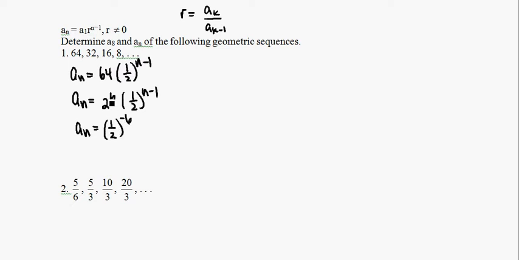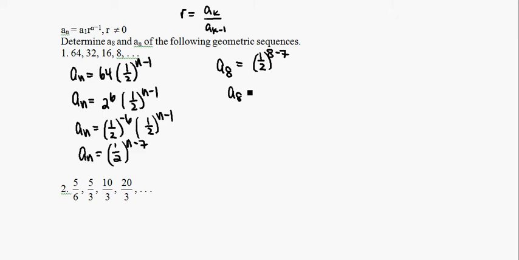So notice that these two are equivalent. I just rewrote it, so therefore I can add the exponents. So I get 1/2 to the n minus 1, so I can combine the exponents here. So I get a sub n is equal to 1/2 to the n minus 7. So the 8th term would be 1/2 to the 8 minus 7, which is equal to 1/2.